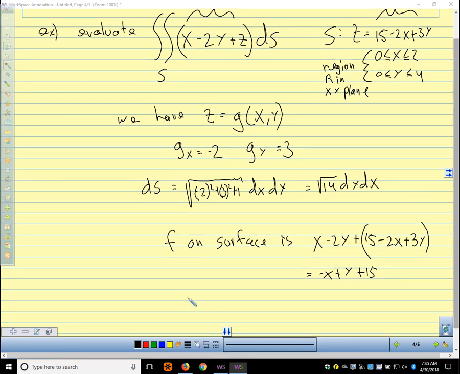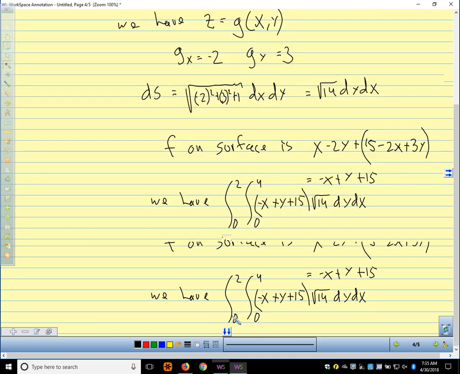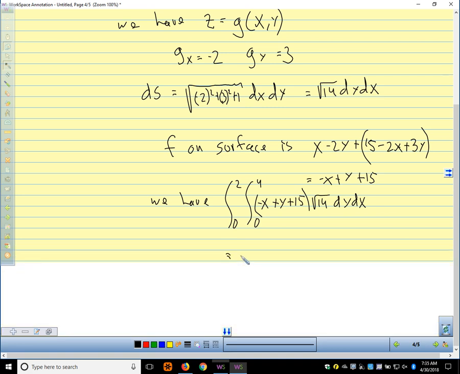So our integral is going to be the integral from 0 to 2, the integral from 0 to 4 of this quantity, minus x plus y plus 15, times the square root of 14 dy dx. Easy integral to evaluate, and we end up with 128 square root 14.